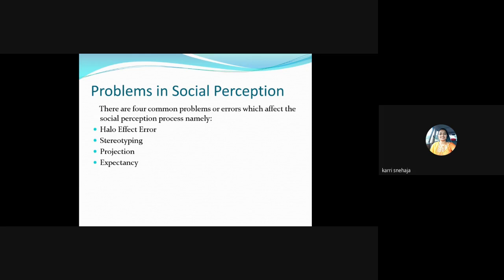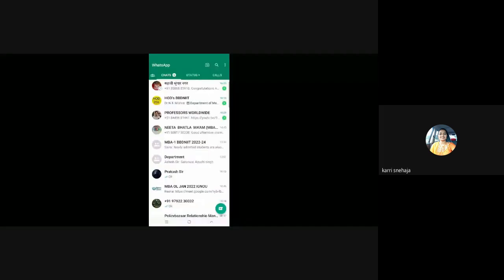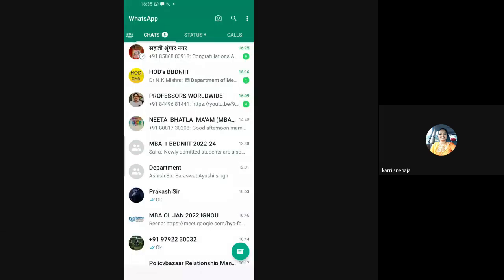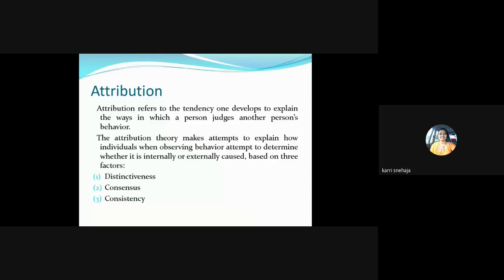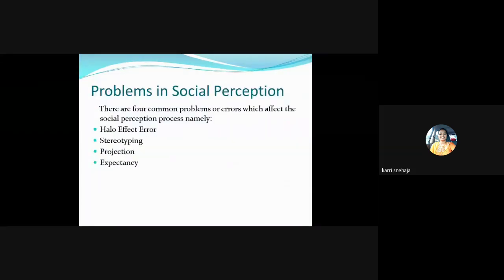One is the halo effect. The halo effect is basically perceiving an individual on the basis of one particular characteristic, one particular single trait or personality. We are trying to perceive a person on the basis of a single characteristic.